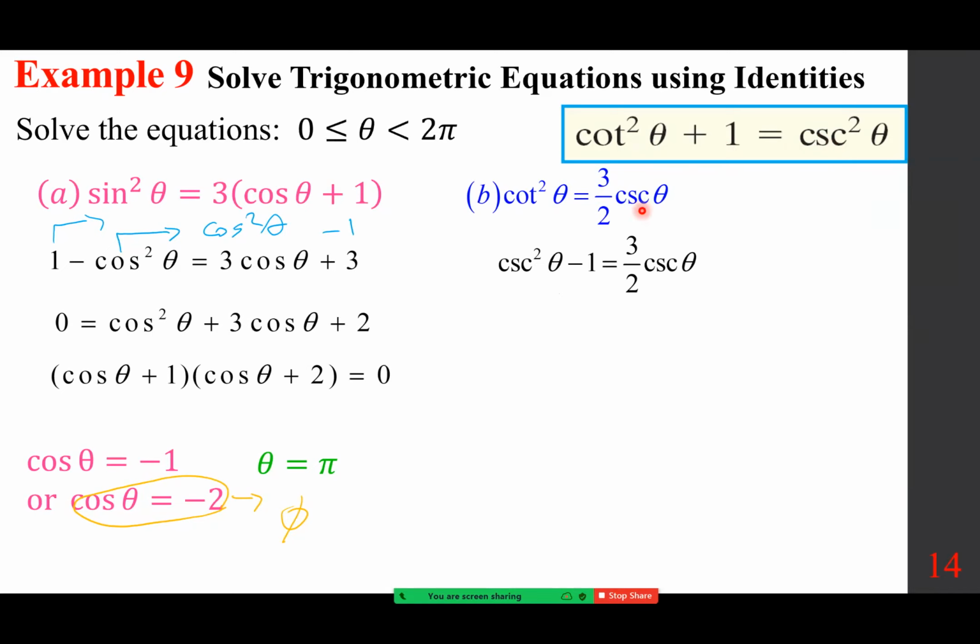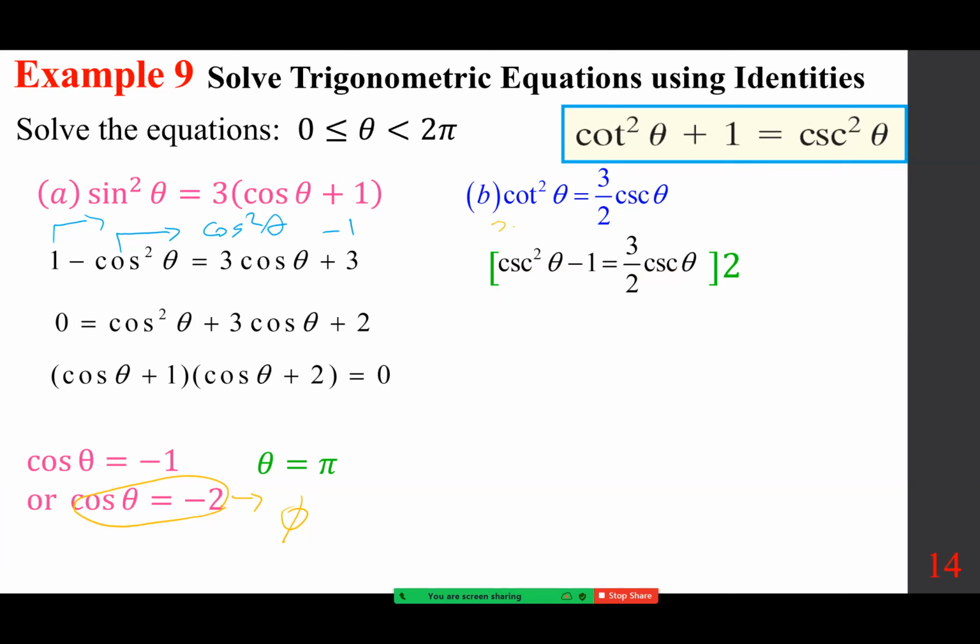Since this is cosecant, we have to change this, and when you move the 1, it becomes cosecant squared minus 1. We want to get rid of the 2, so we're going to multiply both sides by 2. So this becomes 2 cosecant squared minus 2, and this becomes 3 cosecant theta. And we move this to the left at the same time.